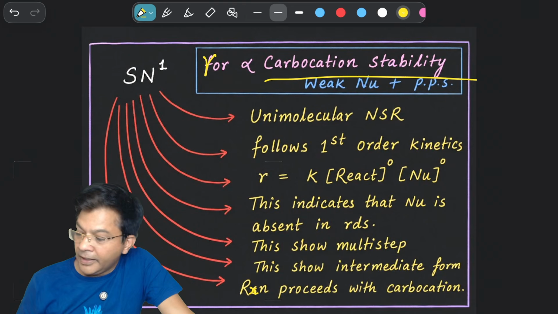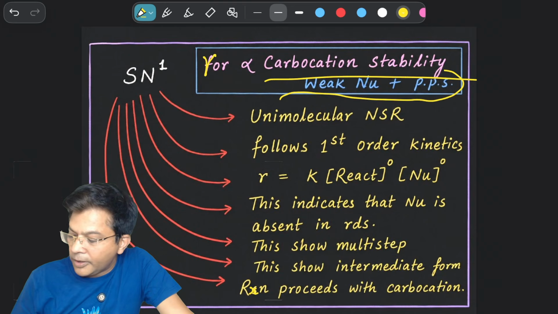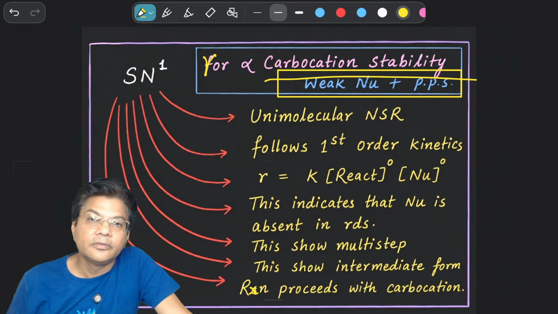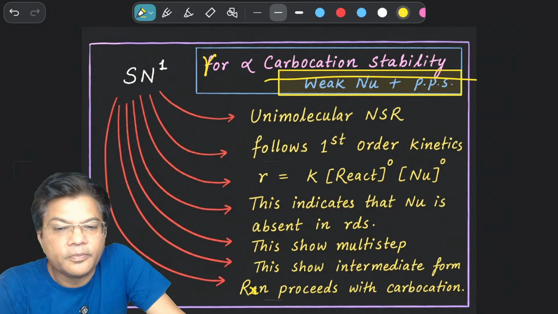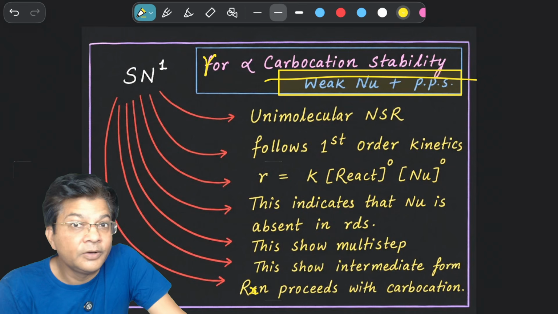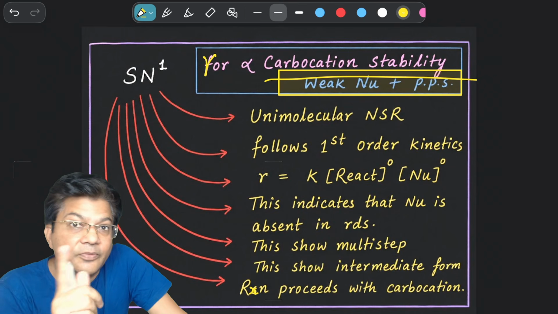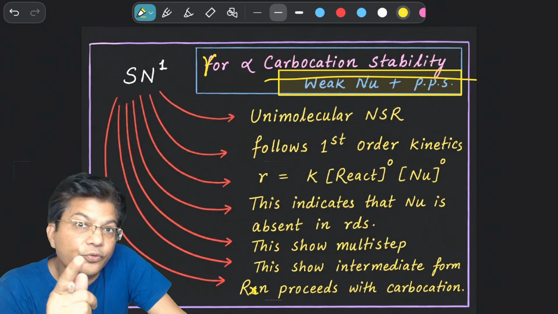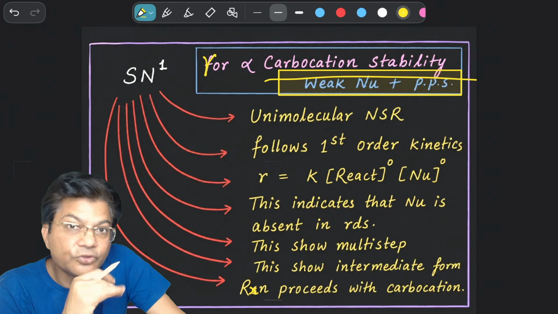Why? The base is weak and the solvent is polar protic. The reagent is a polar protic solvent, so it will form a carbocation. The better the polar protic solvent, the more easily the carbocation will be formed, but at the same time the reactant must be willing to form the carbocation. Its carbocation should be stable.